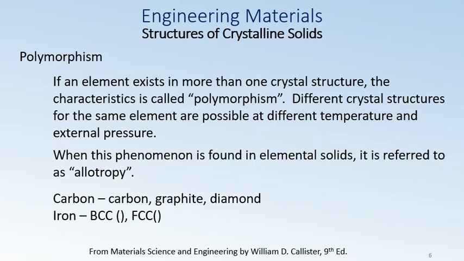Going on to the next, polymorphism. What is polymorphism? If there is an element that exists in more than one crystalline structure, this characteristic is called polymorphism. That is, the element is the same, but it has different crystal structures. Is it possible for an element to have different crystal structures? Yes, it is possible. Different crystal structures for the same element are possible at different temperatures, external pressures, and of course, when you make them into a compound.